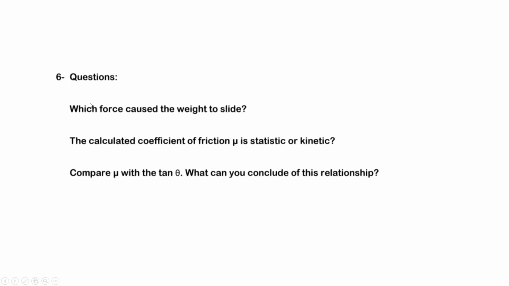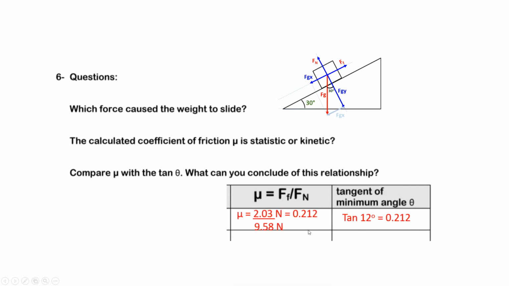So we have just 3 basic questions. Which force caused the weight to slide? You just need to look at this diagram. The second question is, is the calculated coefficient of friction static or kinetic friction? And the last one, when we compare mu with the tangent, what can we conclude about this relationship? And I want you to prove why. So I hope this explanation helps you on how to complete this lab.